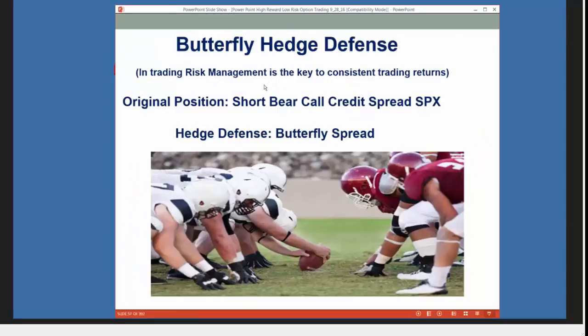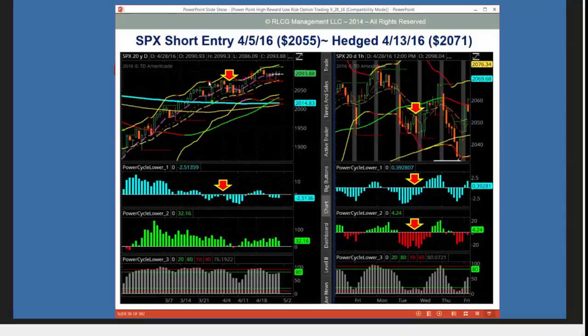And then the last thing I want to show you here is the butterfly hedge defense. I talked about earlier that this is what I found to be the best strategy for defending any type of vertical option trade. So in this example, the original position was a short bear call credit spread. And then the market started going against the spread setup, so I defended it by converting it to a butterfly. So the trade setup is what I call a directional price divergence type trade setup. I love to do these on the SPX or the index options.